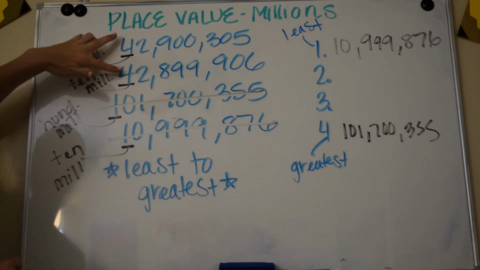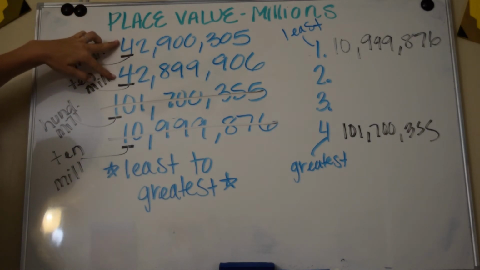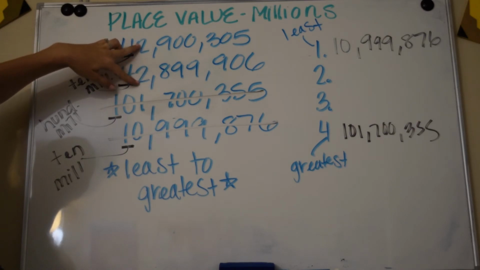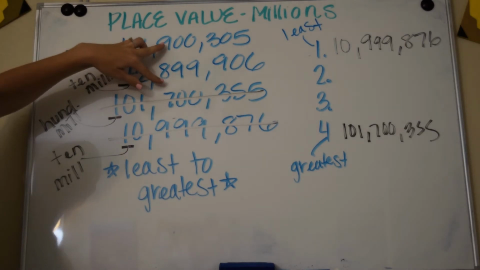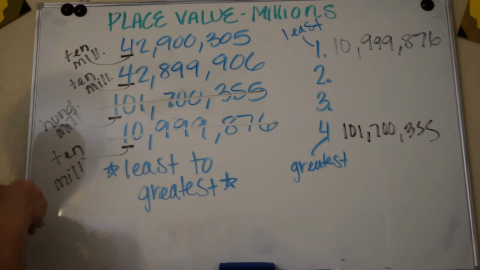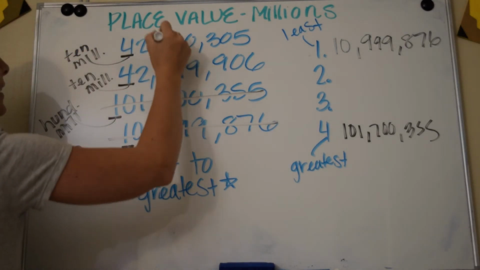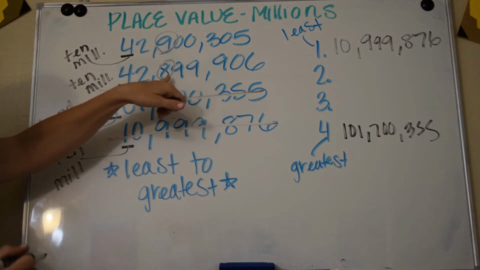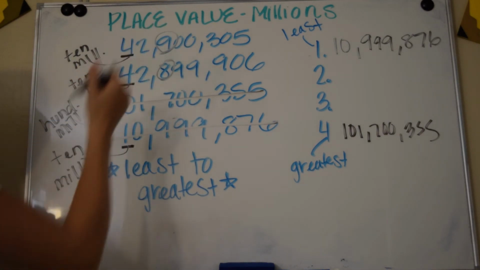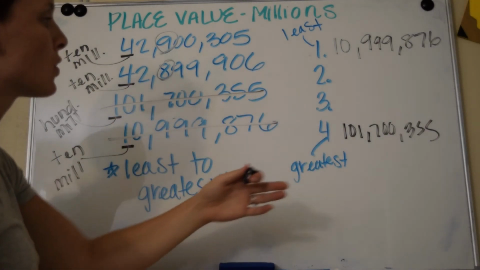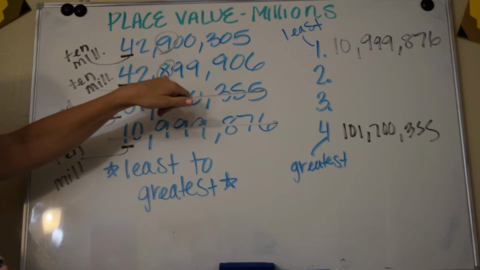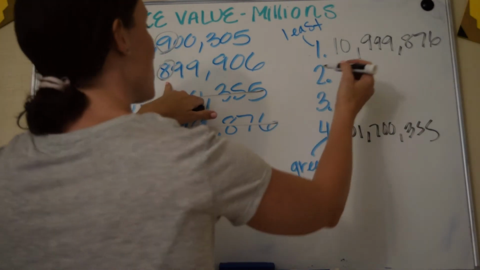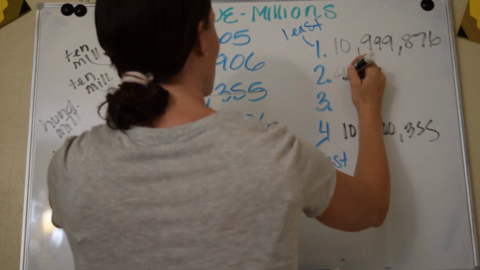Now we have both of these left. Their 4 and the 4 are equal in the 10 millions, so now I need to jump next. I have a 2 and a 2 in the 1 millions place. Those are the same. In the 100,000 spot, I have a 9 and an 8. Okay, so those are different. 9 is bigger than 8. 8 is smaller than 9. So we're going least to greatest, so let's do the smallest number out of both of them. That would be the 8. 8 is smaller than 9. So this number is going to go right here in spot number 2.